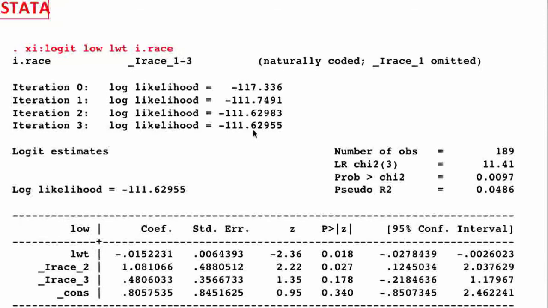If I said to you, again, when you look at this model, is this a better model than the naive model? Of course it is. The p-value is less than 0.01. The value of the likelihood ratio chi-square statistic is 11.4, so it's big.